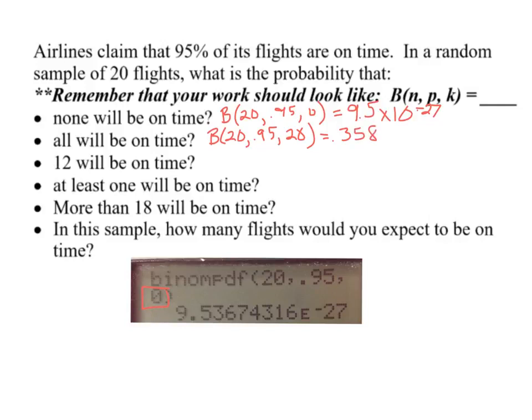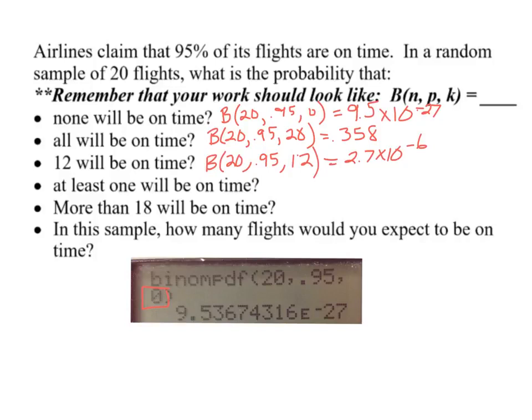And then what's the probability 12 will be on time? So binomial 20, 0.95, and 12. So again, we would just change that, what I've circled there, to be 12. It's another small number if you're kind of following along and maybe checking. It's 2.66. I guess I could just say 2.7 times 10 to the negative 6. And again, the reason it's so small is because we should have more flights on time.